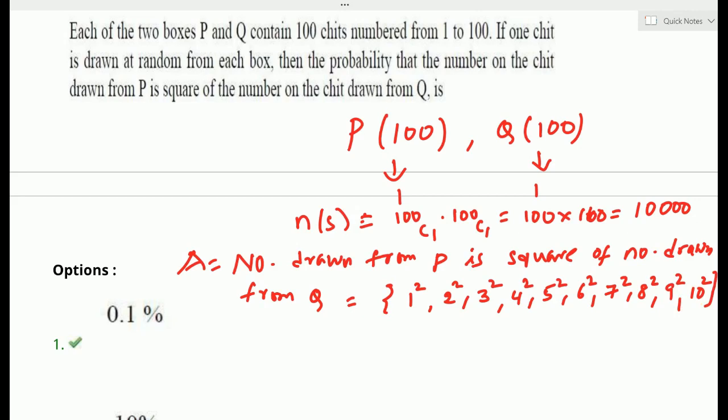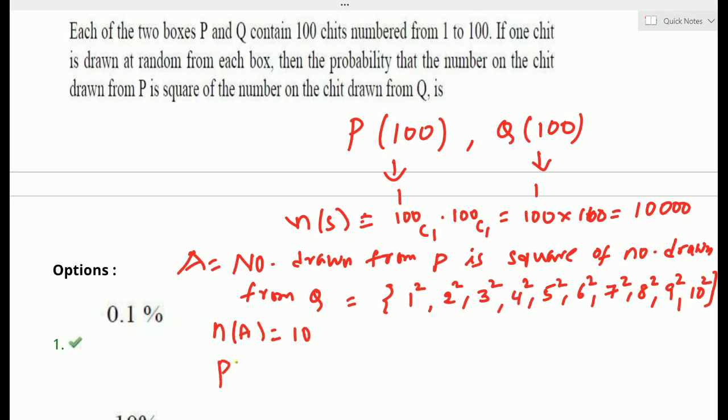Maximum 10 only we have to choose, because in P and Q what are the numbers available? 100 numbers only. So 10 square is 100, the chits available only. That's why from Q we can take 1, 2, 3, 4, 5, 6, 7, 8, 9, 10, and then we can collect from P its squares, 1 square, 2 square up to 10 square. These are the only supported events. So n of A is 10.